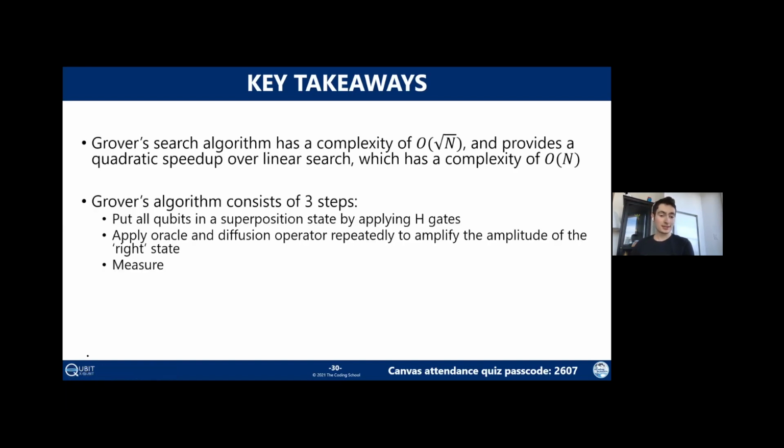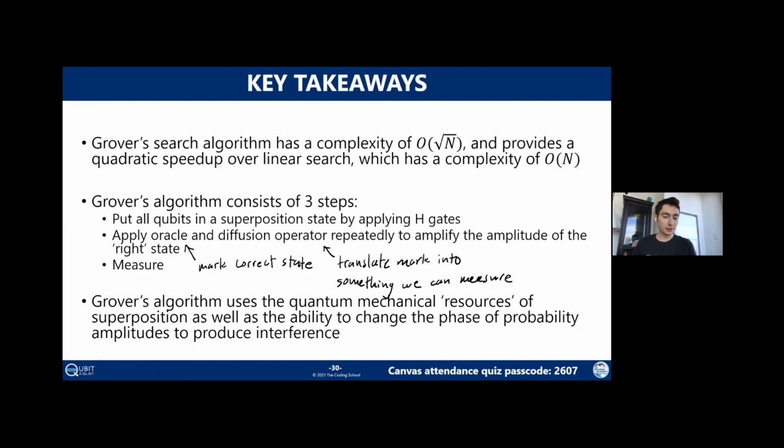So Grover's algorithm has 3 steps. You first put all the qubits in a superposition by applying H gates. Then you do the oracle. So the oracle is going to mark your correct state. The diffusion operator is then going to translate the mark into something we can measure. And then step 3 is to measure. Pretty straightforward.